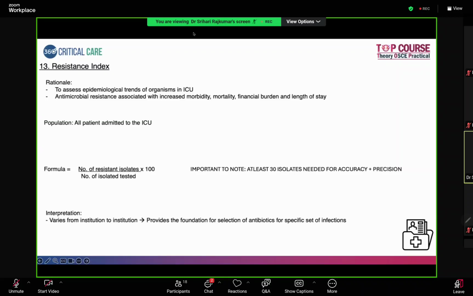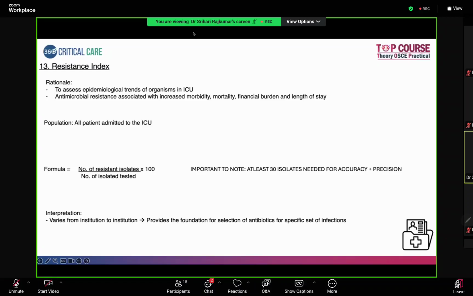The formula is very straightforward. That is the number of resistant isolates by the number of isolates tested. The important thing to note is that at least 30 isolates are needed for accuracy and precision. The only thing is, it varies from institution to institution.